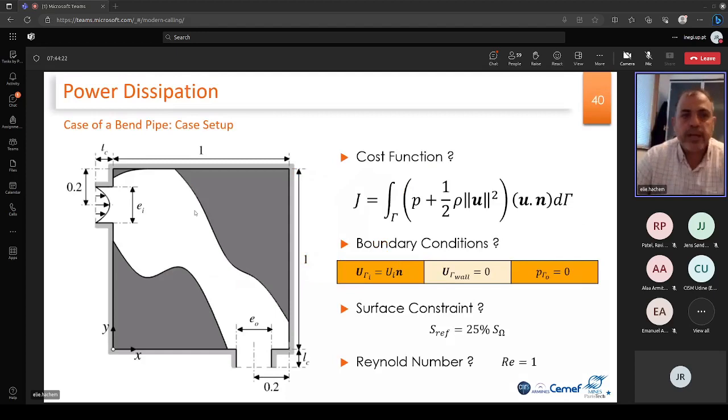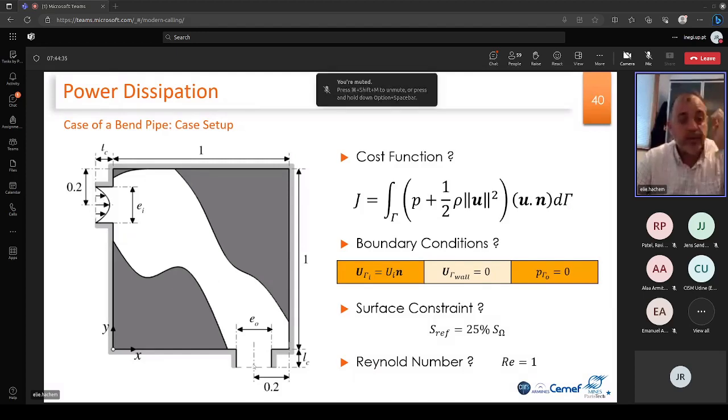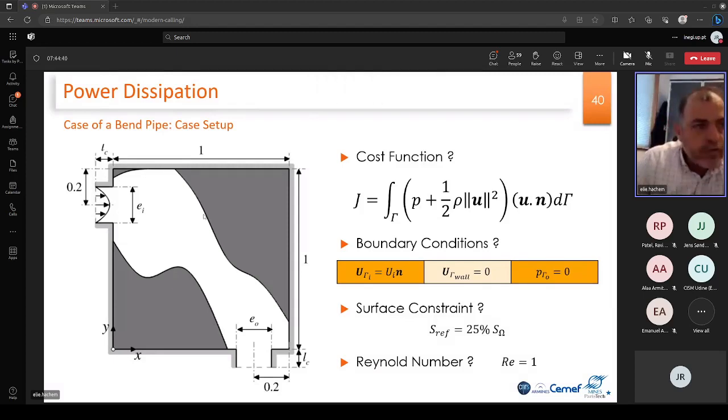So this is a numerical example. It's very, very well known. It's called the bend pipe. I don't know if you saw it during this week. The idea is we have a flow going from this side, going down to this part here. And the idea is to optimize the shape of this channel, respecting this cost function, which is saying indirectly, I want to control this delta P and have minimum effort to go from this side to the other side.